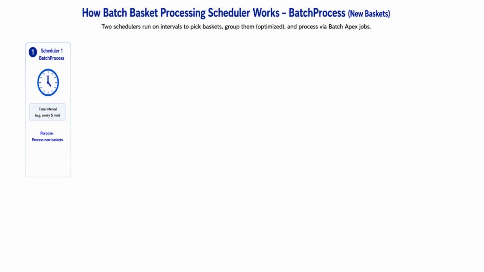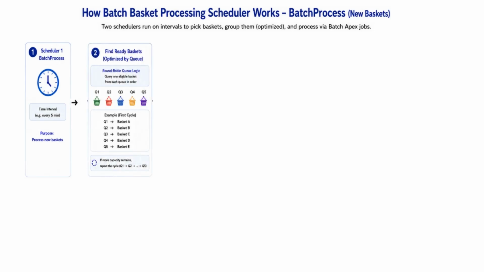Step 1. Scheduler Batch Process. The process begins with the Batch Process Scheduler, which runs automatically at a configurable time interval, such as every 5 minutes. Its purpose is to look for new baskets that are ready for processing. Whenever the scheduler starts, it checks whether any eligible baskets are waiting. If no baskets are found, the scheduler simply ends its execution and waits until the next scheduled interval before running again.